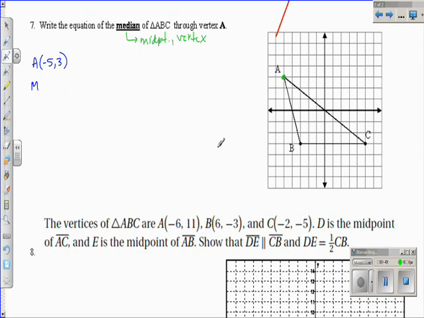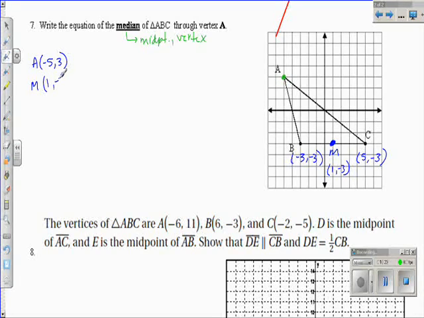Now I need my midpoint, and it's my midpoint of the opposite side. So I want the midpoint of side BC. Well, this one's really easy because it's a horizontal line. Point B is at the ordered pair -3, -3, and C is at 5, -3, so the x's change and the y's stay the same. The difference there is 8. So I'm going to count 4, 1, 2, 3, 4. My midpoint is going to be right here at 1, -3.